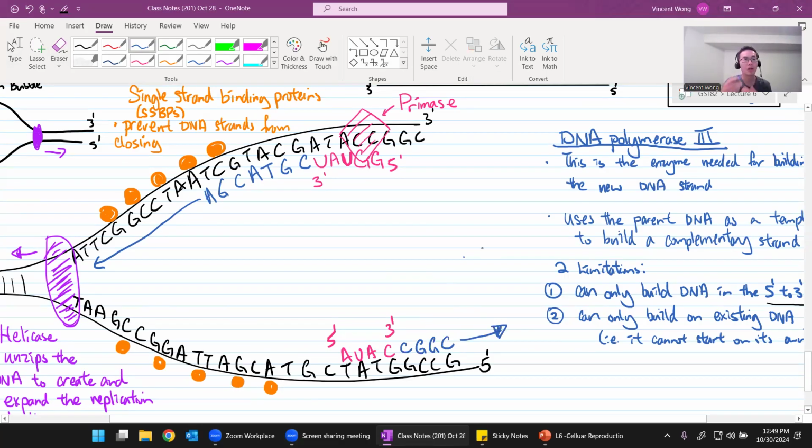Okay, remember, it can only build from 5 to 3 on the new one. Don't look at the black one. The black one is just a template. It's the new one that we're building. The new one has to be from 5 to 3. So in this case, it's going to be going away from the fork. No, this is not conservative. This is semi-conservative because you separate the strand, you use the black ones, the original, as a template, and then you're building a new strand.